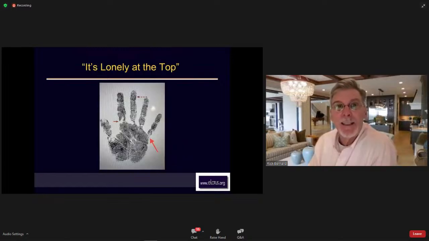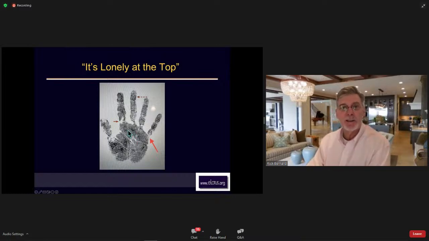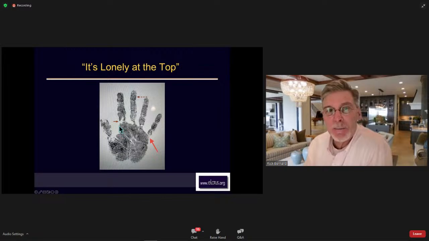This is a very interesting hand. Look, notice how high the Jupiter finger is, and how low set the Mercury finger is. As lonely at the top is a person who wants to be, is very ambitious, yet has no closeness in their life. So again, their life is kind of lonely. They're successful, probably, but there's a lacking of closeness and intimacy in their lives.